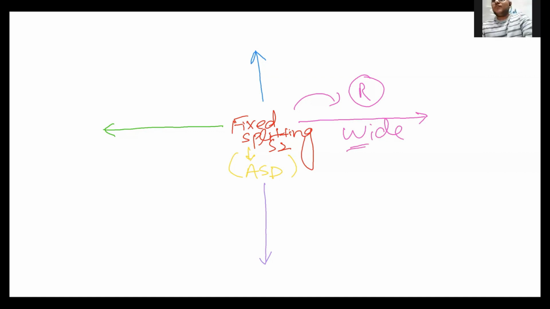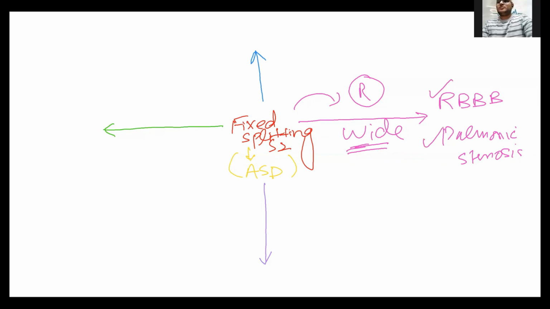So what are the causes of wide splitting? These are the right bundle branch block. Remember always, this is the right side, so the cause is the right bundle branch block. And the next is the right-sided valve stenosis, which is pulmonic stenosis. So a simple and easier method to remember is to draw this: on the right side, there is a wide splitting, and wide splitting happens in right bundle branch block and pulmonic stenosis.